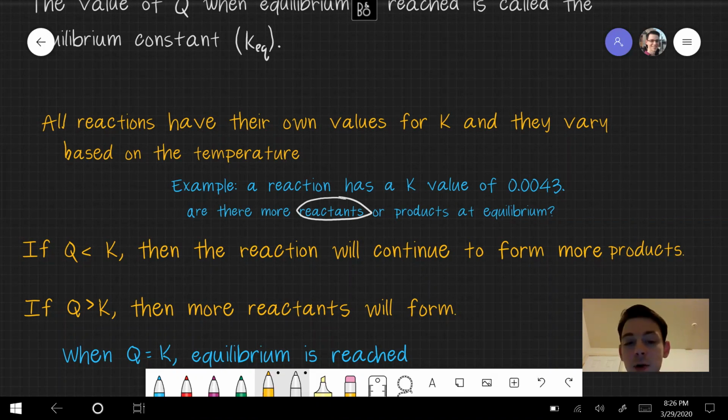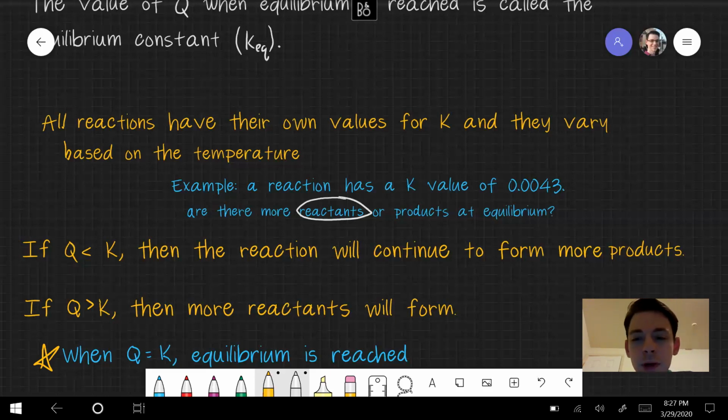For this class, we're mostly going to be focusing on reactions in which equilibrium has been reached. If you take an advanced class, you might see some problems where Q is not equal to K, but for most of our problems, I will simply say a system at equilibrium, and we'll be able to assume that Q and K are equivalent.